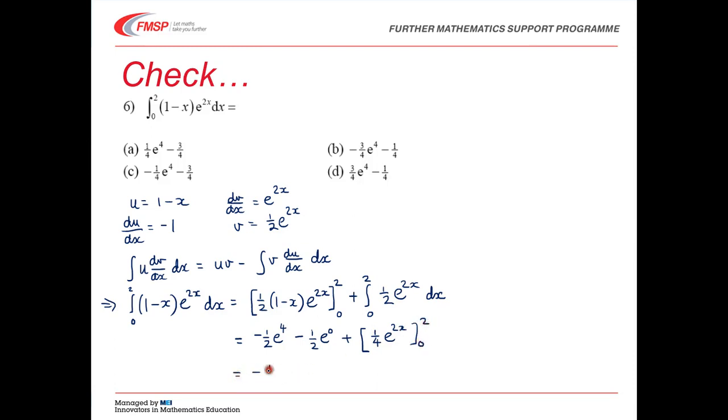So that's minus a half e to the 4 minus a half, because e to the 0 is 1, plus a quarter e to the 4 minus a quarter e to the 0. So that's minus a quarter e to the 4 and minus a half minus a quarter, minus 3/4. And that is C.